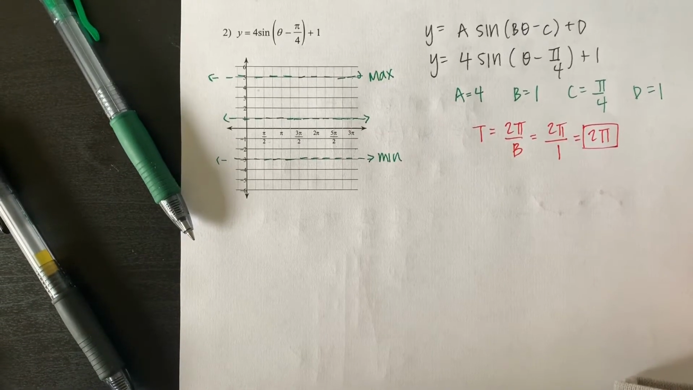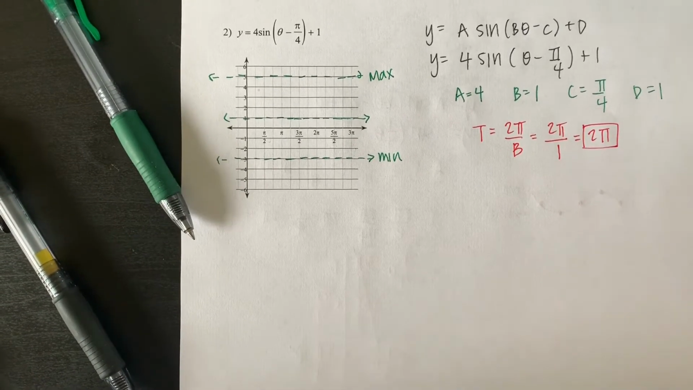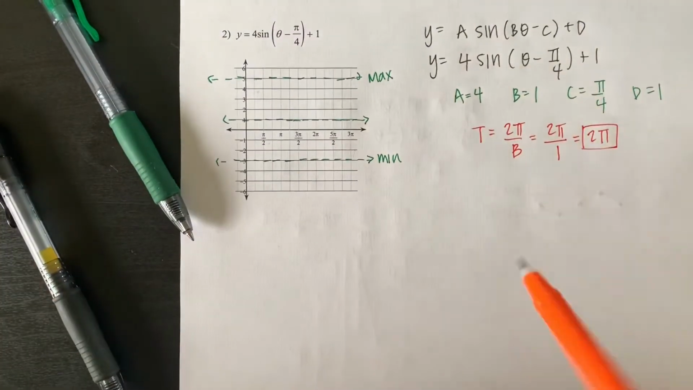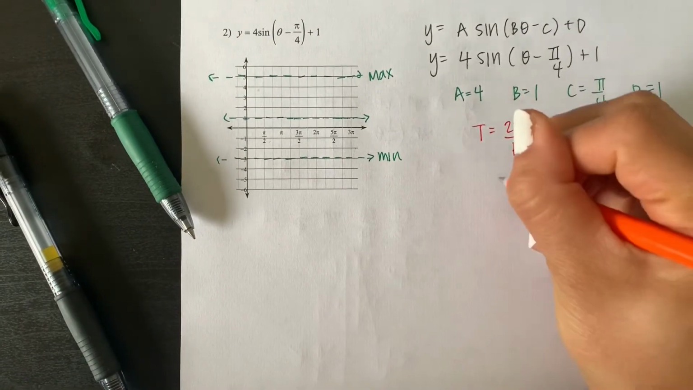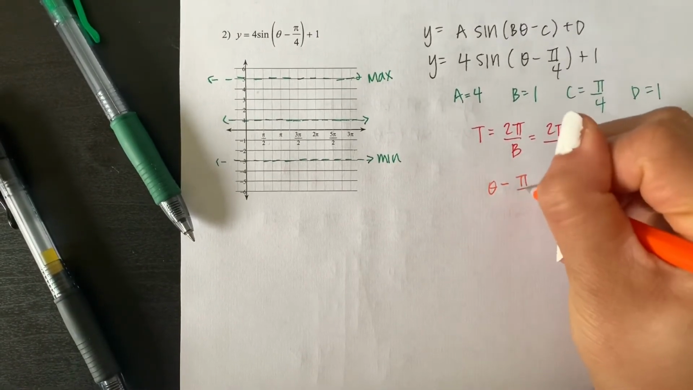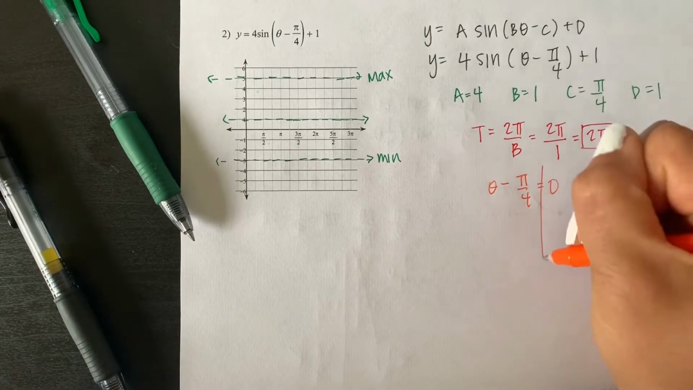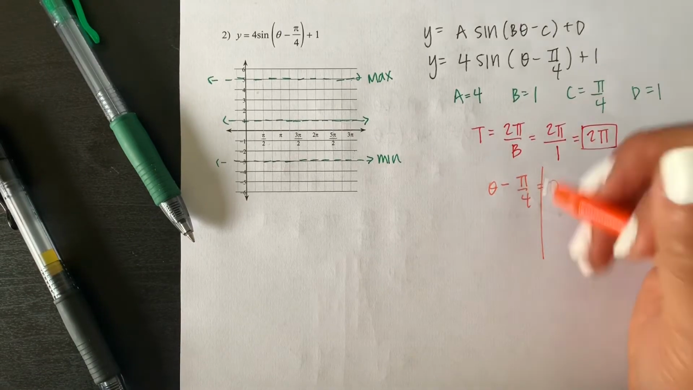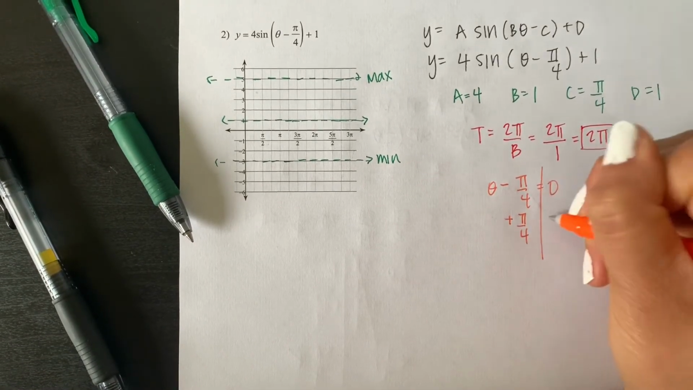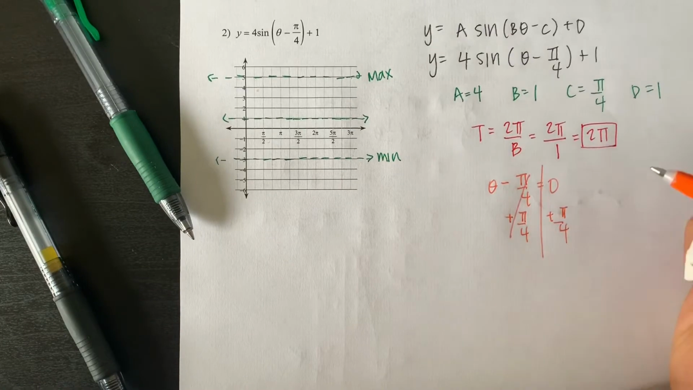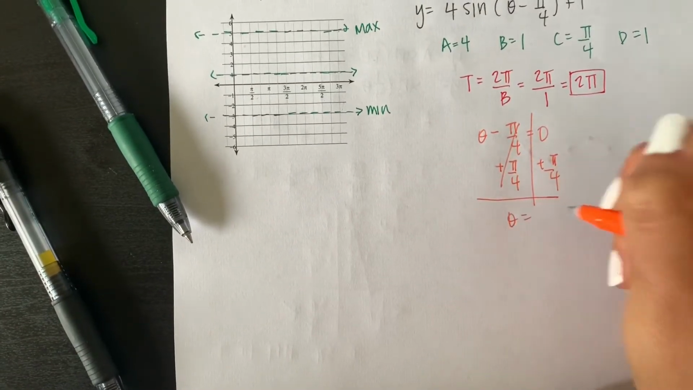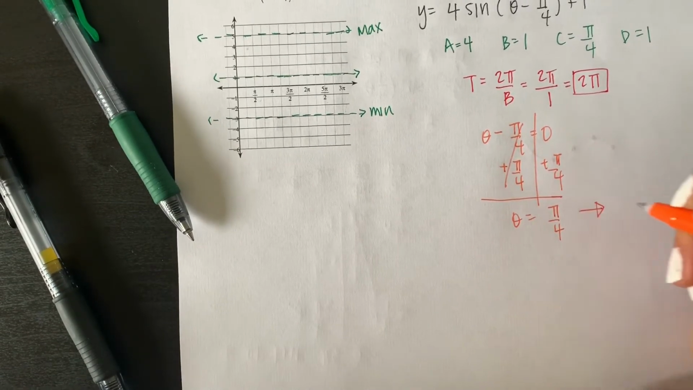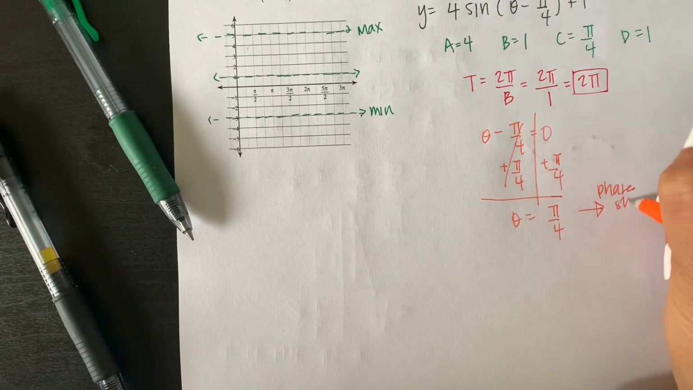Before you graph, you now need to figure out your phase shift. To figure out phase shift, you are going to take whatever you have in the parentheses and set this equal to 0. So theta minus pi over 4 equal to 0. You want to get theta by itself. Remember, pi over 4 is just a number. So if it's minus, you do plus to both sides. Those guys cancel out. Theta equals pi over 4. Notice that it is positive, so that means my phase shift is going to be to the right.